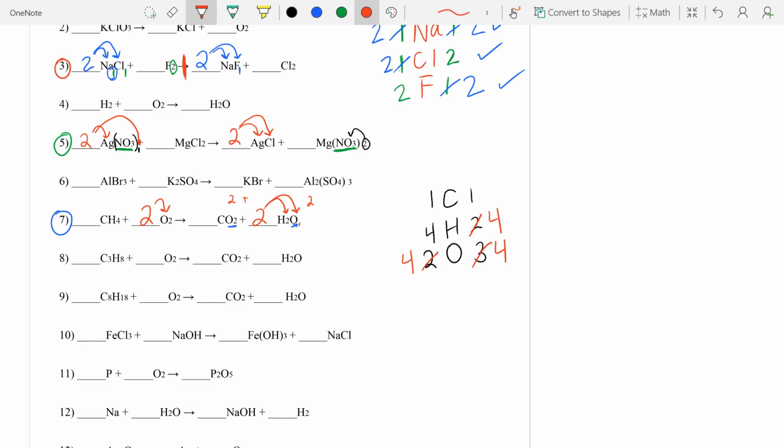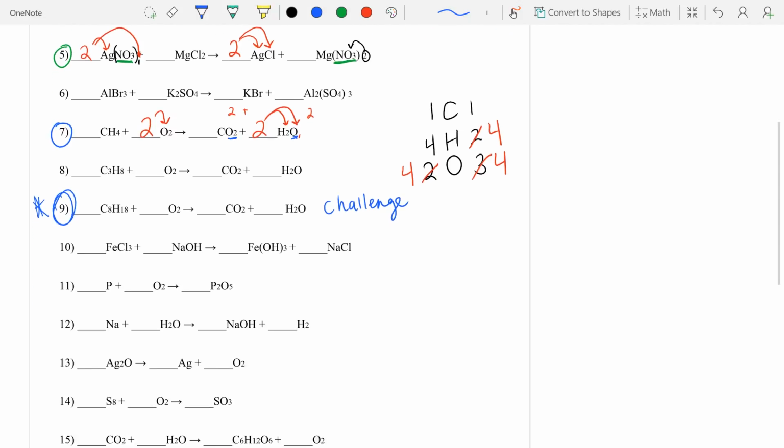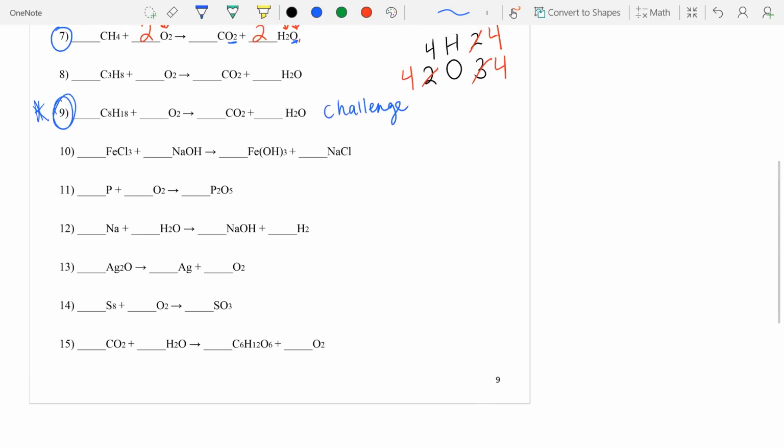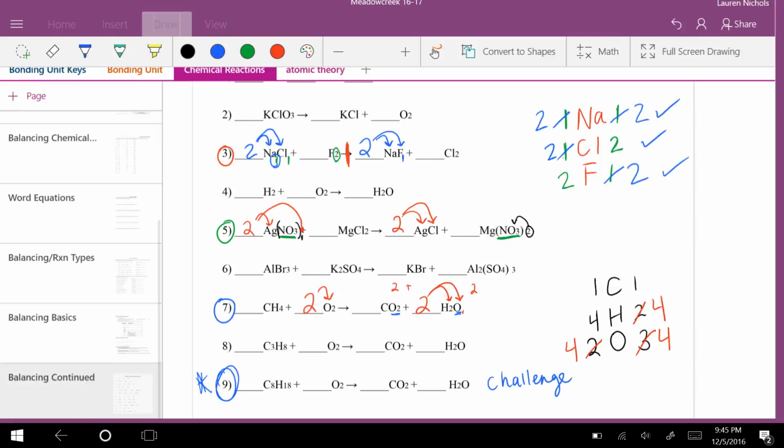If you really want a challenge, I recommend doing problem number 9, which is a challenge problem. And if you can do it, you will be good to go for your final exam and your test and things of that nature. But continue to practice these problems and balancing, because we will be using them all year for our lessons.